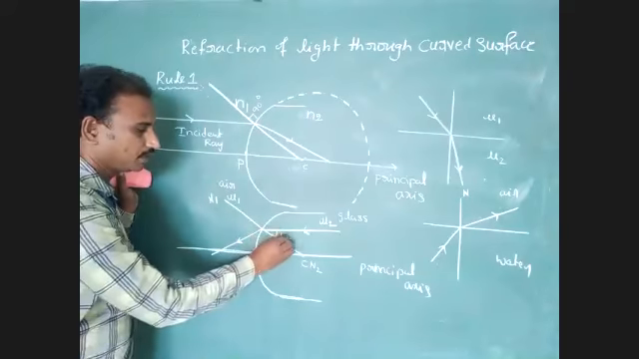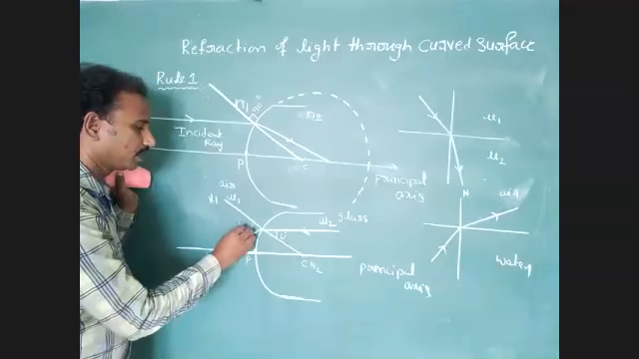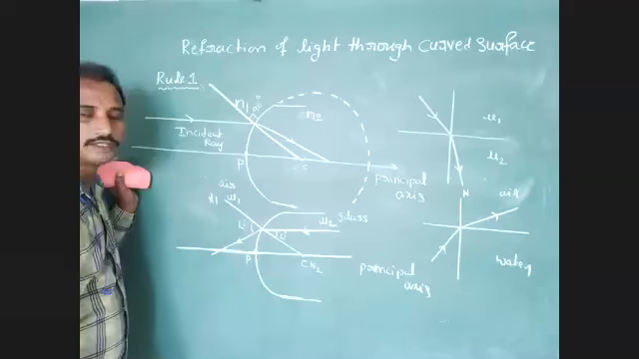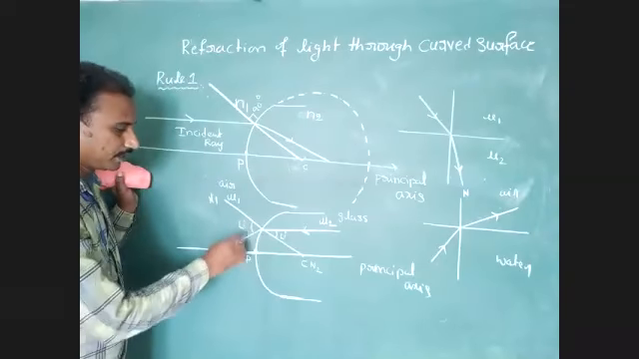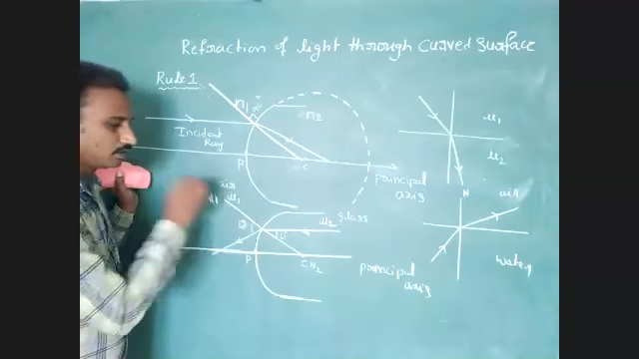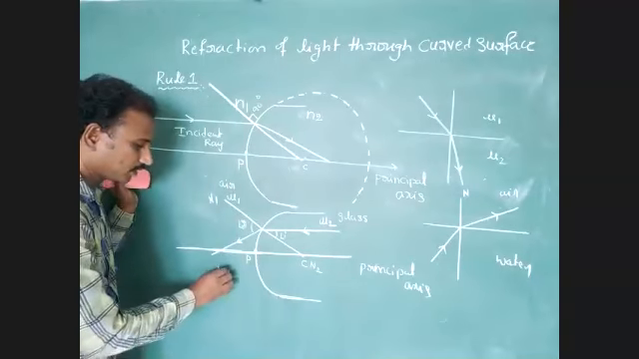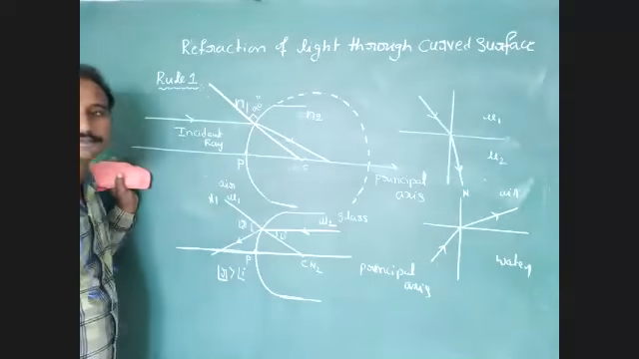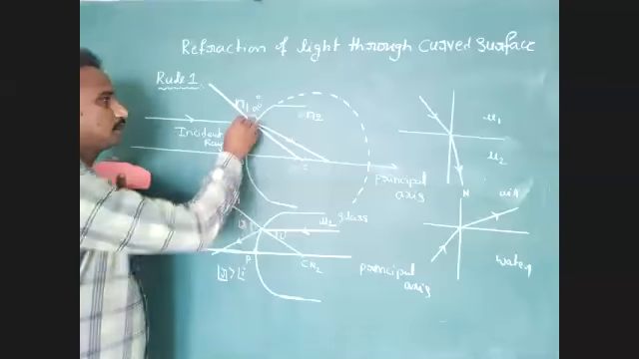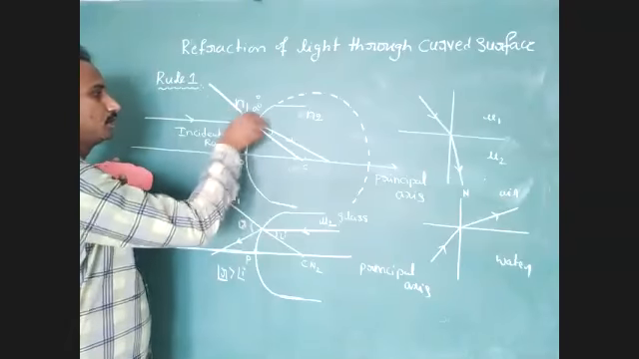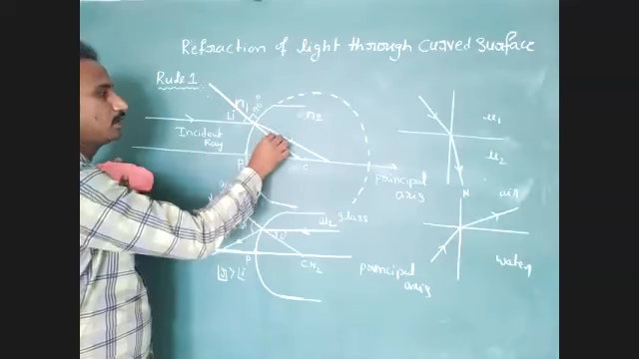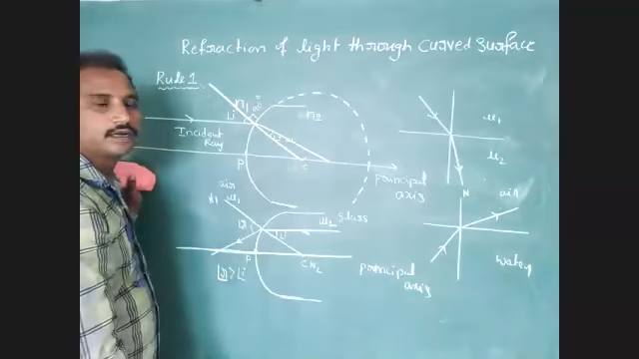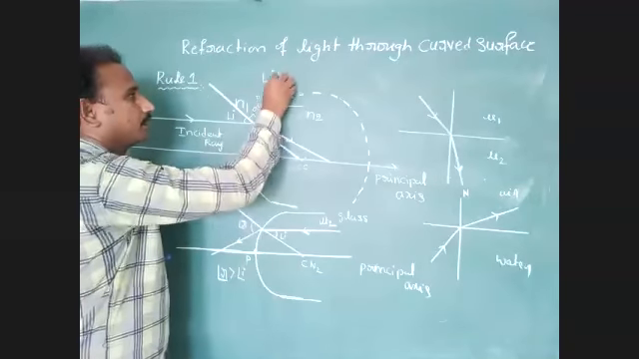Here, we have to calculate the angle of incidence and angle of refraction. The angle between the incident ray and the normal is called the angle of incidence. The angle between the refracted ray and the normal is called the angle of refraction. In this condition, the angle of refraction is always greater than the angle of incidence. What about in this condition, Anna? What about the angle of incidence? We have to consider the angle between the normal and the refracted ray. Here angle I is greater than angle R.